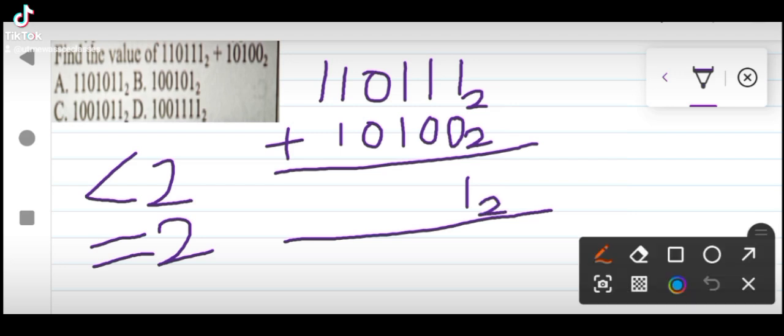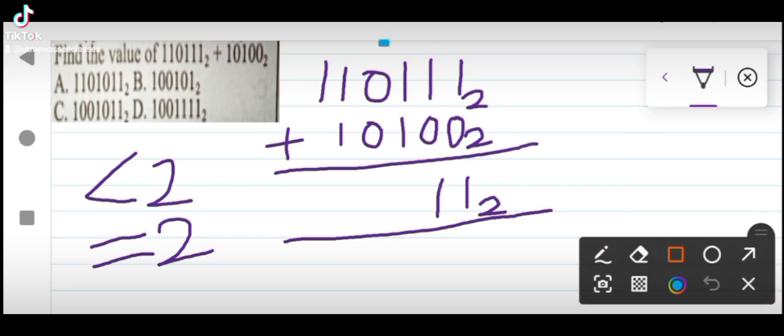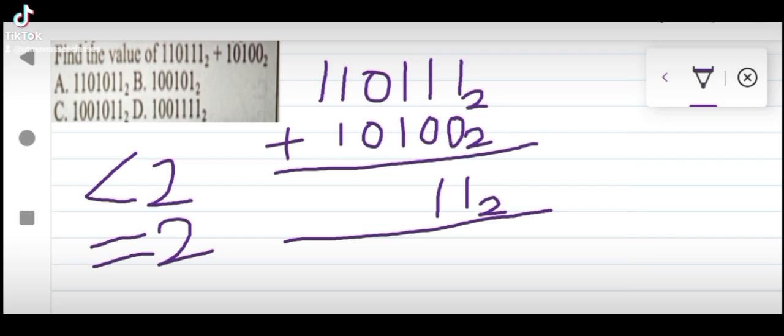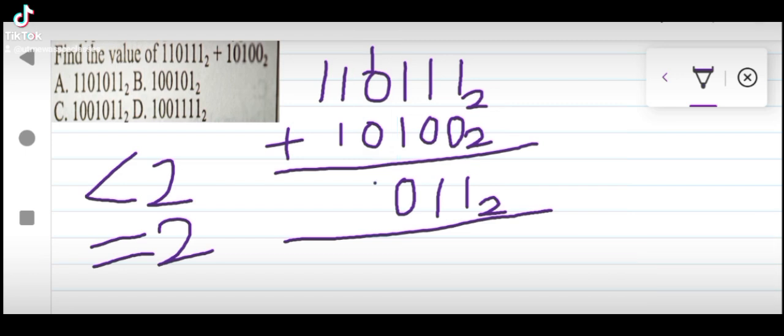And the next is 1 plus 0, that's 1 as well, less than base, so we have 1 as well. And let's go, the next is 1 plus 1, that is 2. Since it is equal to the base, it becomes 10. So we have 0 and 1. Now let's see the next value. We have 1 plus 0 plus 0, that is 1. And that's less than the base, so we write that again.